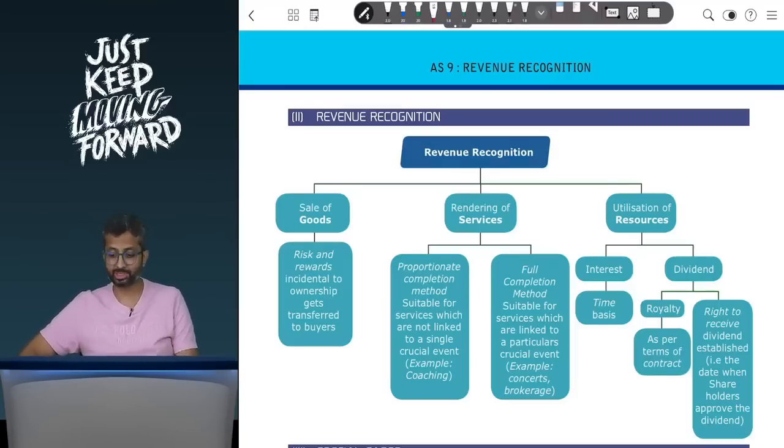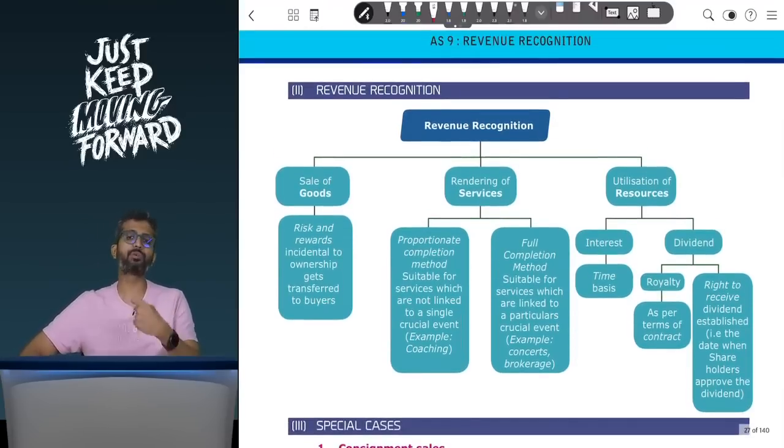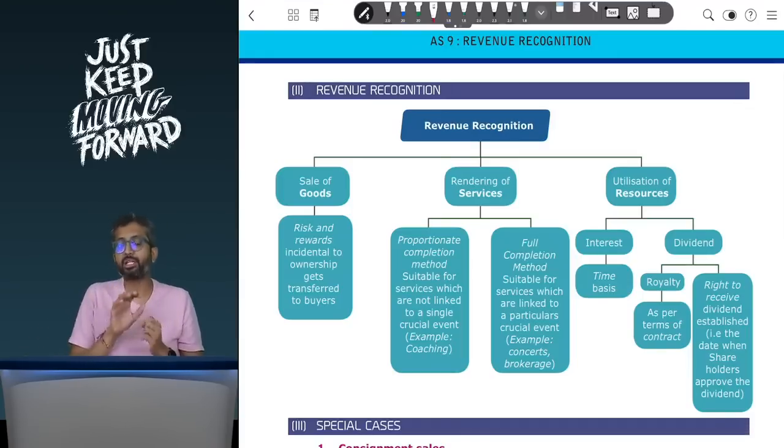And lastly, on utilization of resources, like if you have given a loan, you are earning interest, and interest will be recognized on a time basis. Or you have made an equity investment, then dividend income will be recorded only when the right to receive is established and not merely on a time basis. That is, when it is approved by the shareholders in the general meeting, that is when dividend income gets recorded.